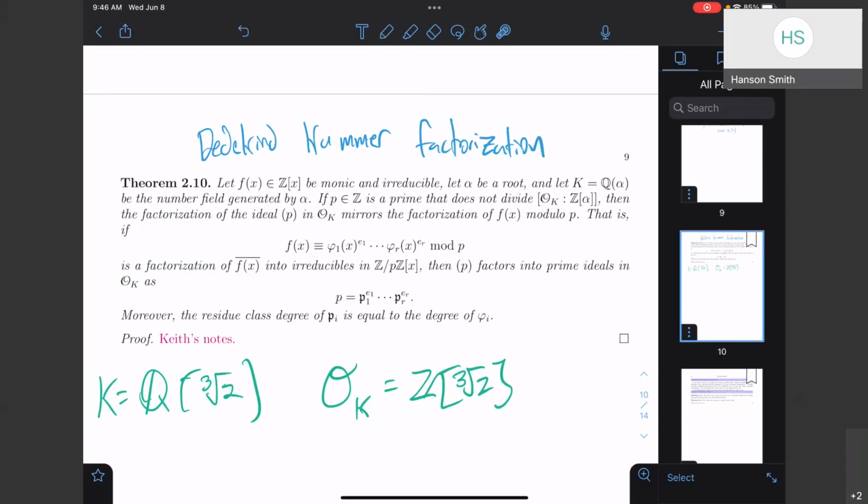Those are primes that divide the discriminant of this polynomial more than the discriminant of the number field. There's just these finite primes that are a problem, as with everything in number theory. Some finite list of primes that are an issue. So if I get away from that finite list of primes, then the factorization of my ideal P is going to mirror the factorization of the polynomial that alpha was a root of, mod P. And we kind of already saw that a little bit with some examples, right?